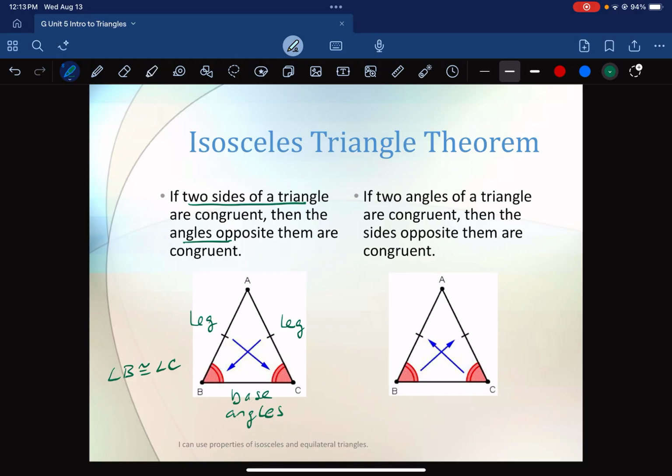And then the converse of that switches the if and then around. Remember, we learned that back in the logic unit. So I could say if two angles are congruent, then the sides opposite them are congruent. So in this case, I can say that segment AB is congruent to segment AC. Okay? So you can just work it both ways.